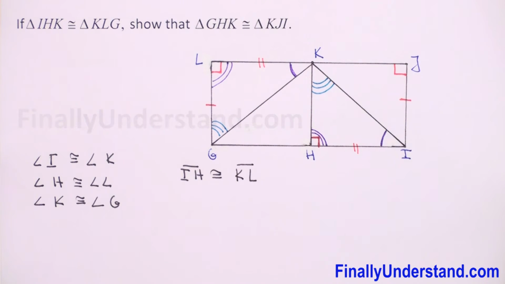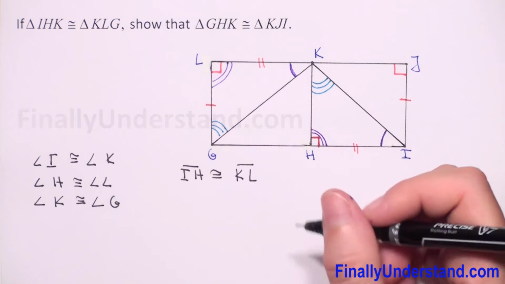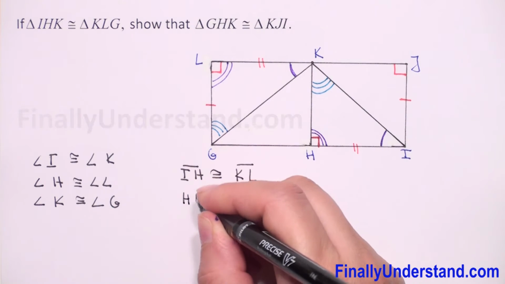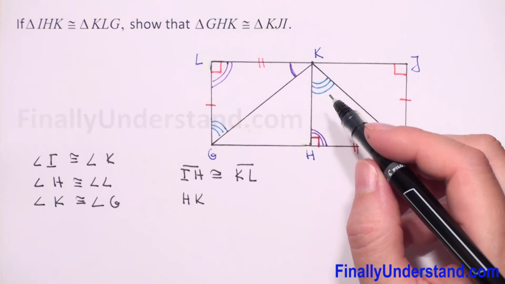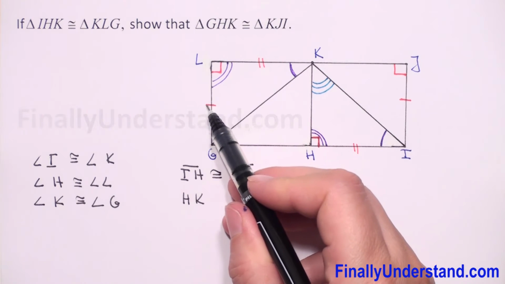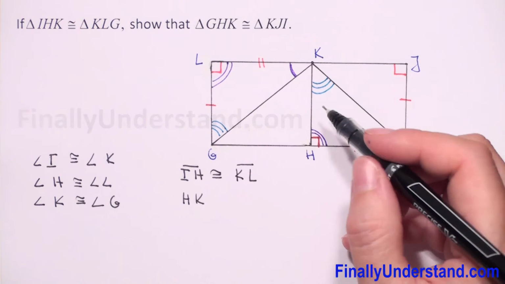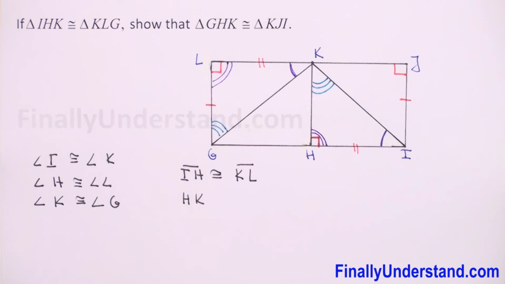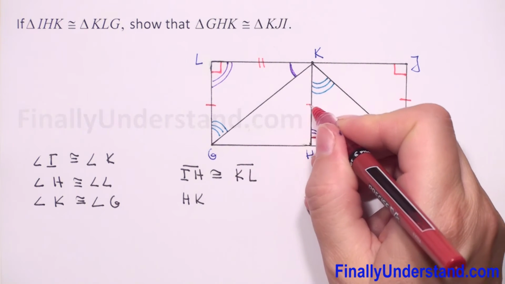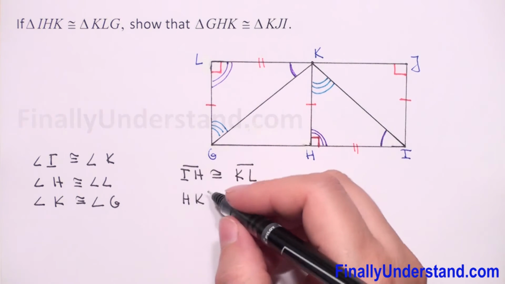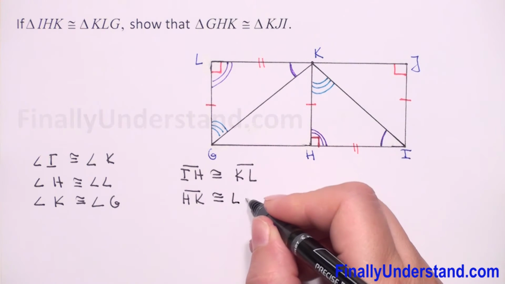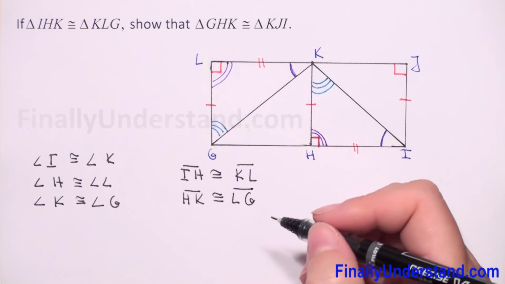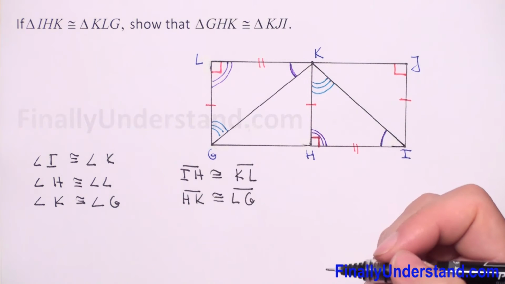What else? We have that HK is the same as LG. So because this side has this mark, this side must be the same. So we can write HK is congruent to LG.